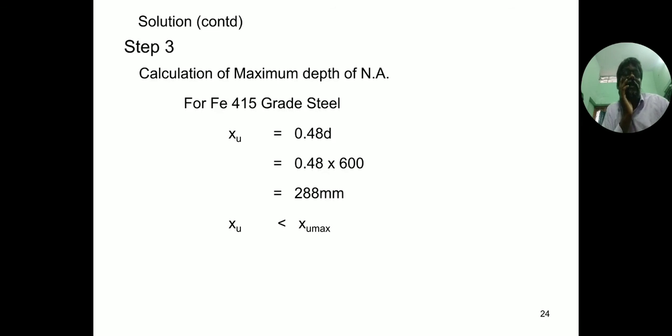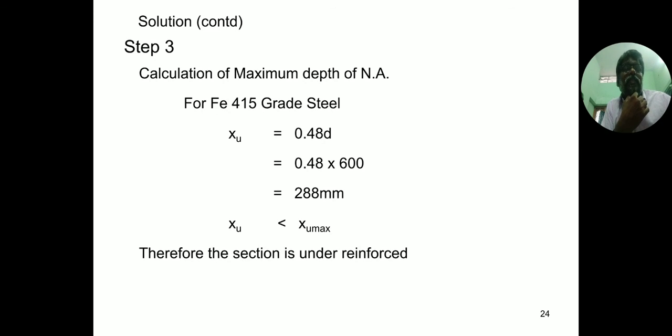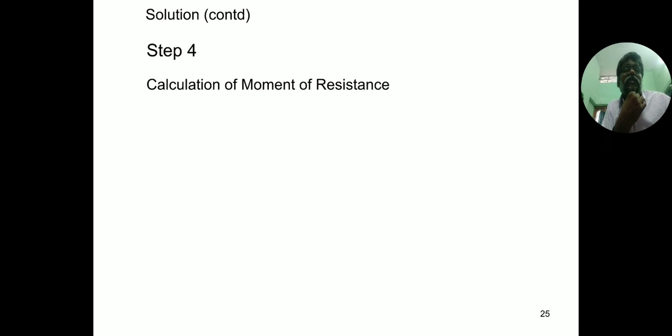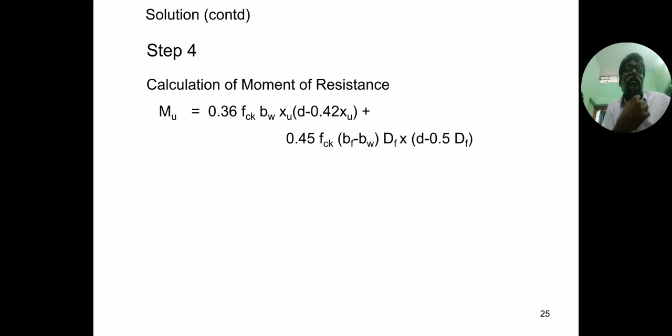X is less than XU max, therefore the section is under reinforced. Step for moment of resistance. Formula: 0.36 FCK BW XU into (d minus 0.42 XU) plus 0.45 FCK (BF minus BW) into DF into (d minus 0.5 DF).